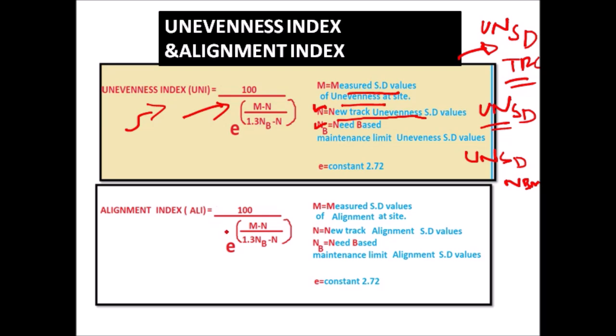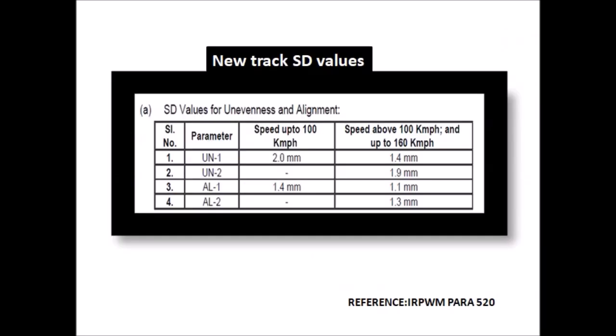So if you are calculating for unevenness, all these were related to unevenness. And if you are calculating for alignment, so M is what? SD values related to alignment: SD at site, alignment SD for new track for a given speed, alignment SD for NBML for a given speed. So like that we'll calculate unevenness index and alignment index, right?